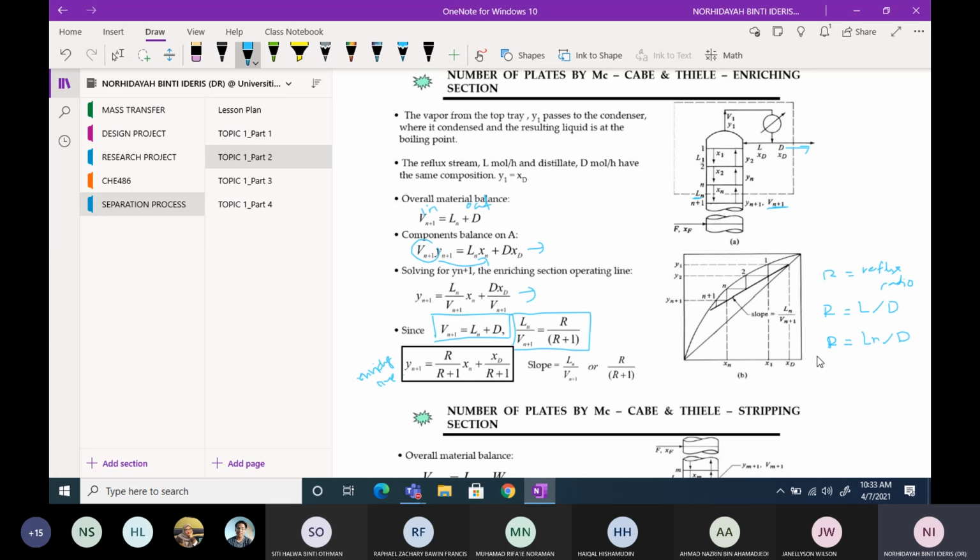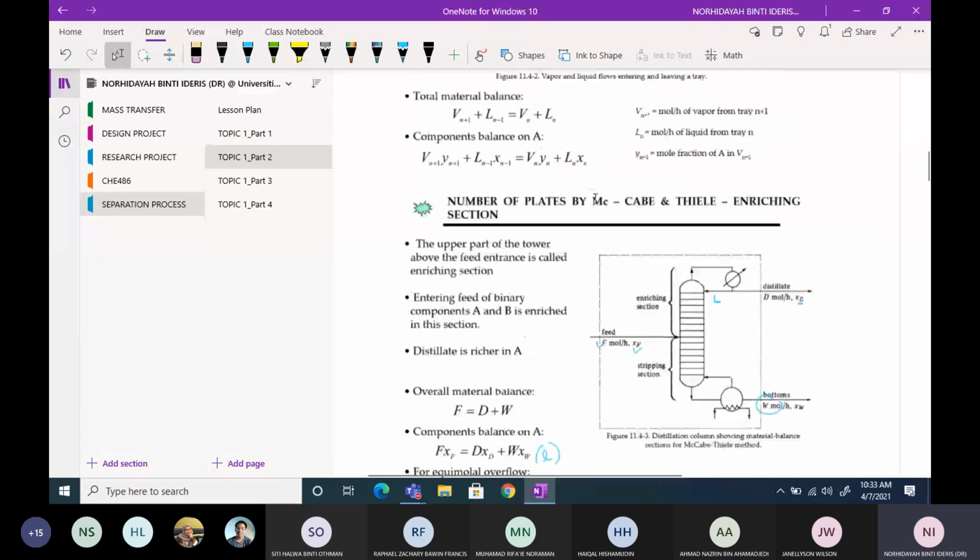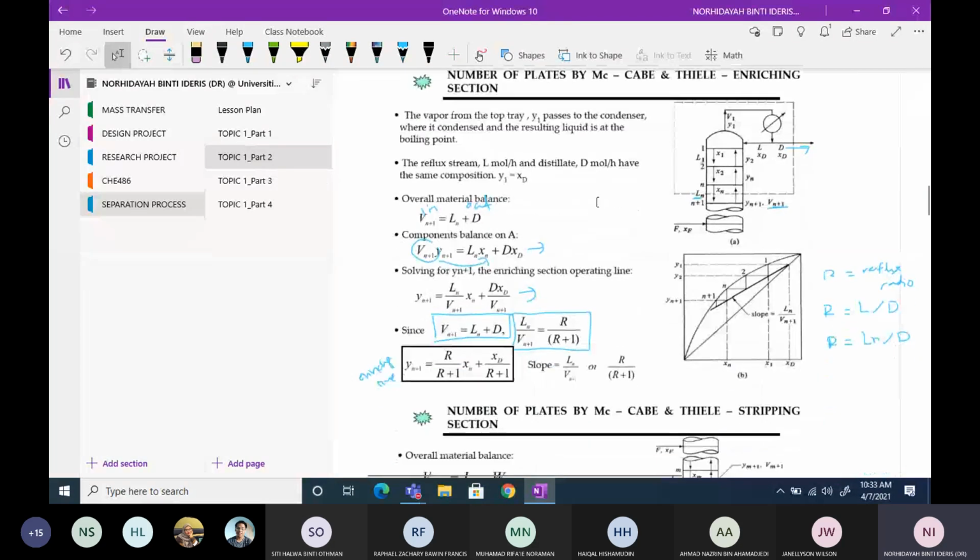All right, so it's explained inside the book. For the continuous rectification column, Vn plus 1 is equal to Ln plus D. This one is actually coming from here. Vn plus 1 is coming from here. Vn plus 1, the vapor coming in, is equal to the liquid coming out.